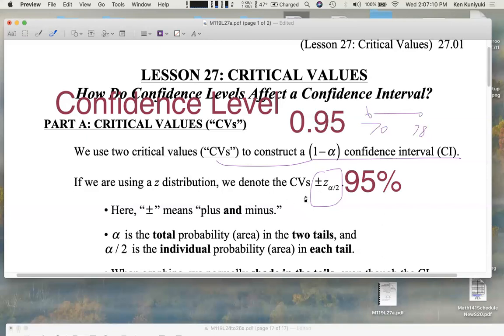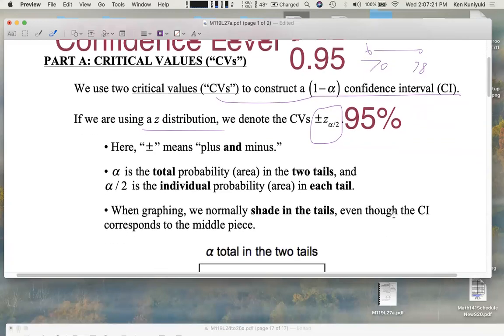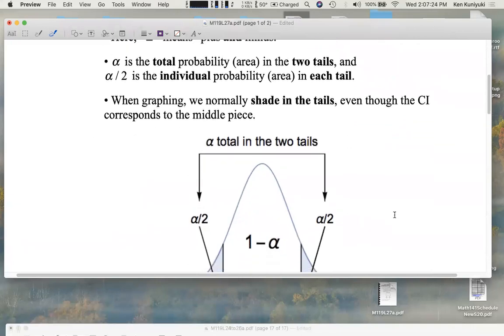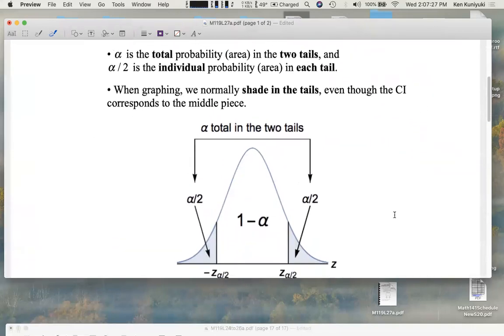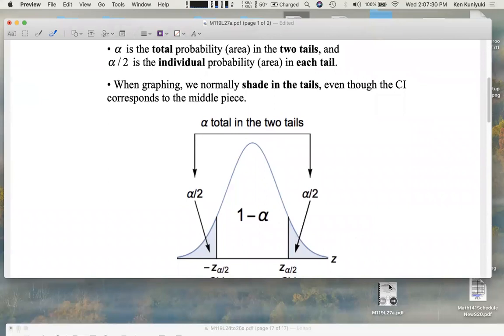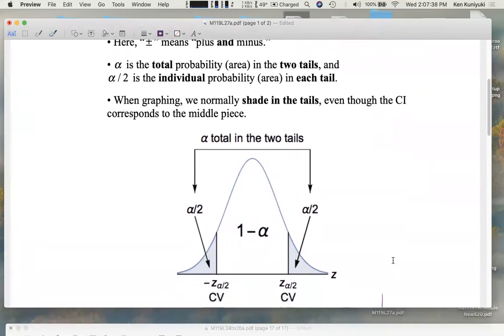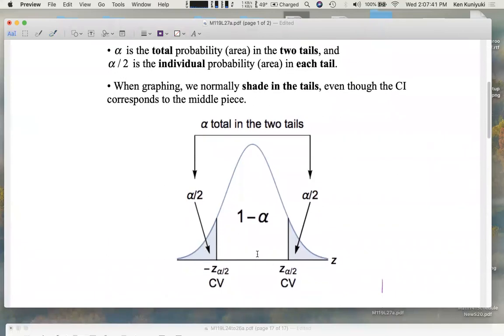Why do we denote the critical values from a Z distribution as plus or minus Z sub, meaning subscript, alpha over 2, or half alpha? It comes down to this picture. So we have two critical values from the Z distribution that we're going to use to develop our confidence interval for mu, a population mean.